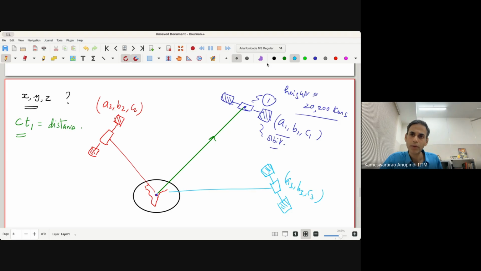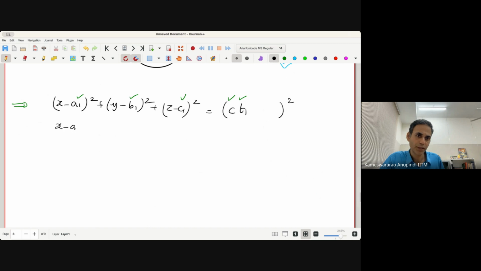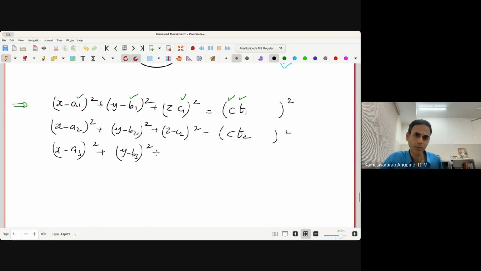So we have now essentially 3 equations. This is x minus a2 square plus y minus b2 square plus z minus c2 square equals c times t2 square. Similarly x minus a3 square plus y minus b3 square plus z minus c3 square equals c times t3 square. So we have now 3 equations and 3 unknowns. So essentially this is a system of nonlinear equations. So it can be typically solved using whatever method we have learned, right? We can solve for x, y, z from this set of equations.